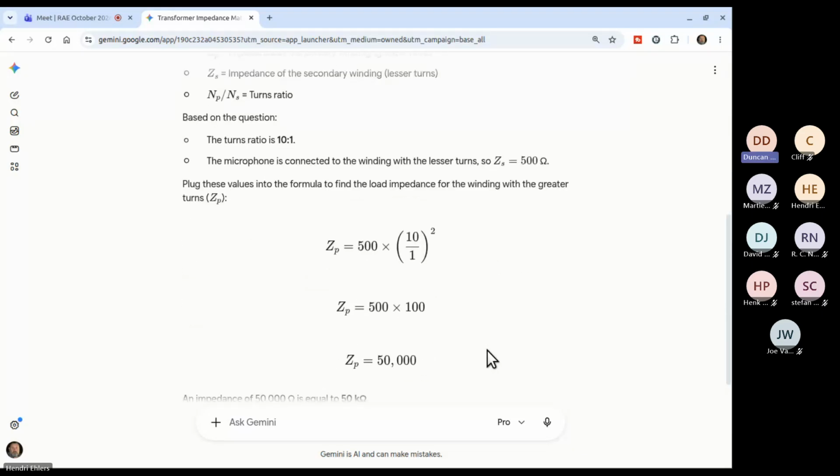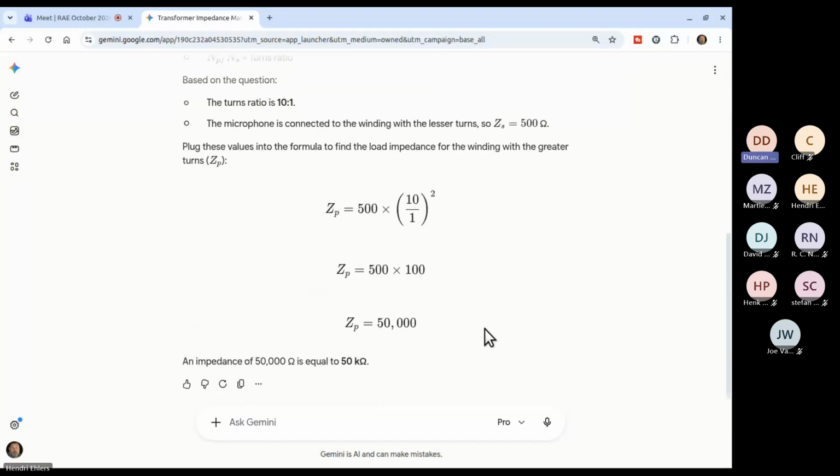Oh, I messed it up. I saw 500, I didn't see it was connected to the lesser turn side. That's it. No worries, a bit of a catch. Then I get 50. So this is then also on the video.